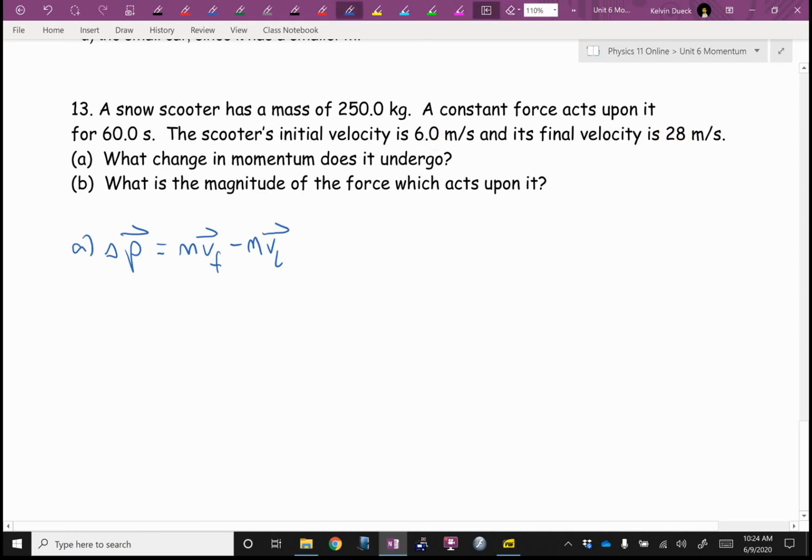On your test, I'll probably include a change in direction. So one of these will be north, one of these will be south, or one of these will be forwards, one of these will be backwards, or one of these will be east, one of these will be west, or one of these will be left, one of these will be right. Here, it looks like they're both in the same direction, so I don't need to make one of them negative and one of them positive. It's going to be 250 times 28 minus 250 times 6.